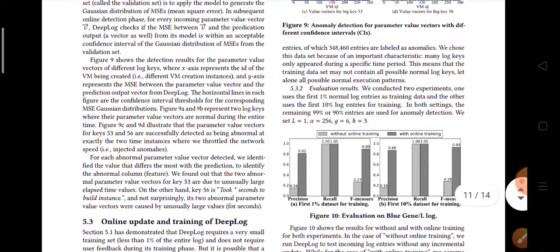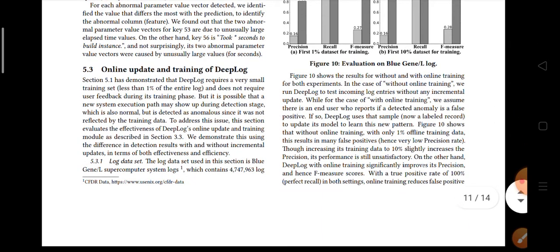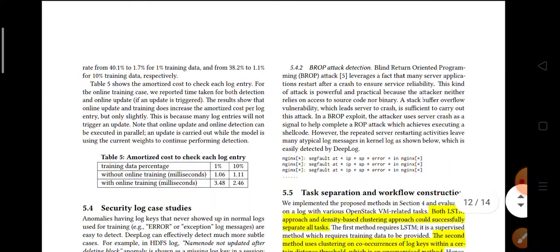See one more impact they mentioned in this paper. What if I am not doing any online training? See, without online training and with online training, there's a slight improvement from 0.8 to 0.88. Precision improved. Recall stayed the same, it didn't improve, right? F measure also improved, from 0.9 to 0.93. So that's also very good, a slight impact from doing online training.